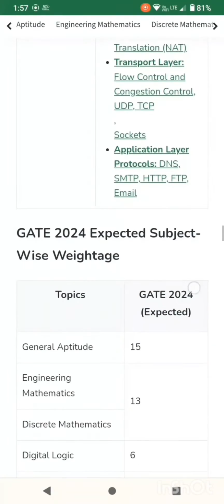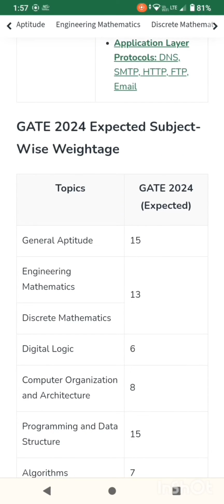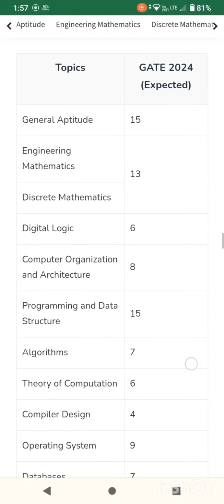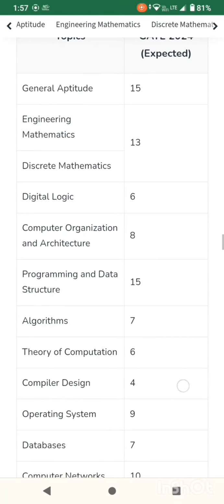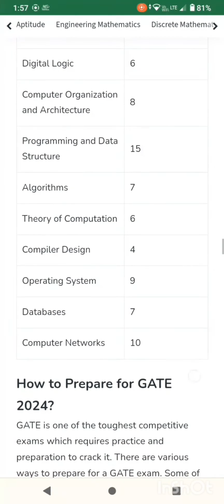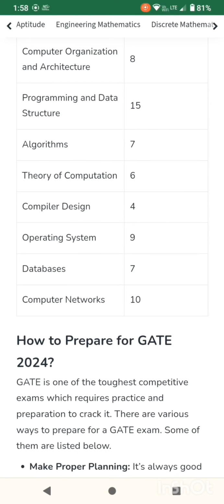And this is it. Then the subject-wise marks weightage, and this is the expected marks weightage. General aptitude is 15, engineering mathematics and discrete mathematics together consist of 13, digital logic is 6, computer organization and architecture is 8, programming and data structures is 15, algorithms is 7, theory of computation is 6, compiler design is 4, operating system is 9, databases is 7, and computer networks is 10. So this is it.